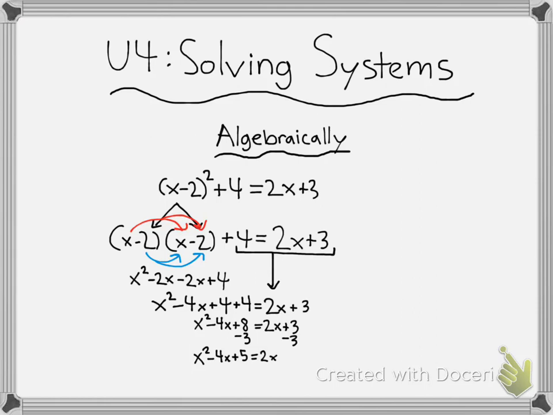So from here, once again, we have to get all the x's over to one side, and we're going to try to get this equal to 0. So what we're going to do is subtract 2x from both sides in order to get x squared minus 6x plus 5. So as you can see, this now forms a polynomial that is equal to 0. And what we can do with this now is use the factoring method known as the x box in order to find out the different solutions for this.